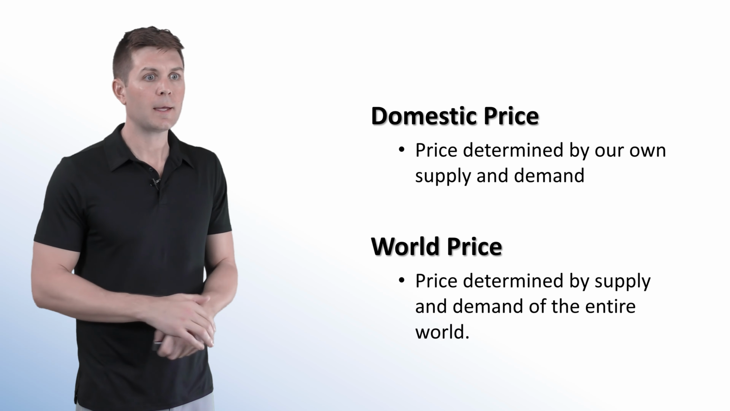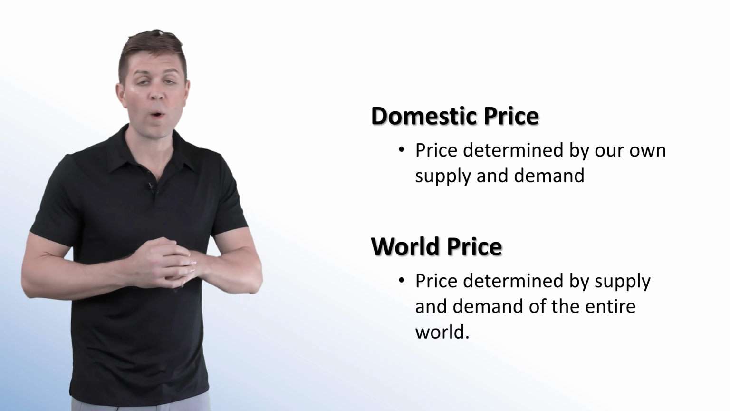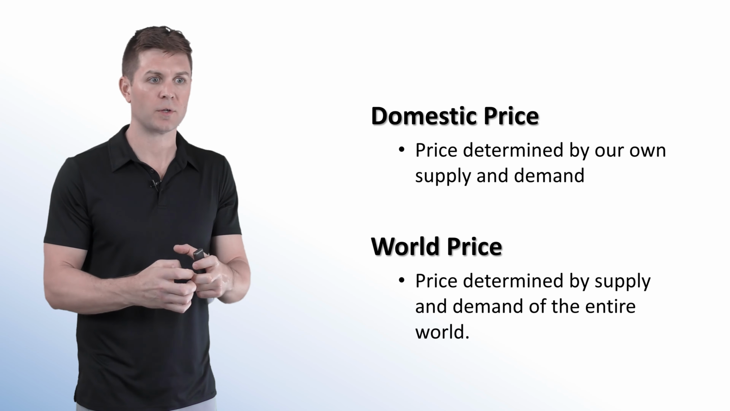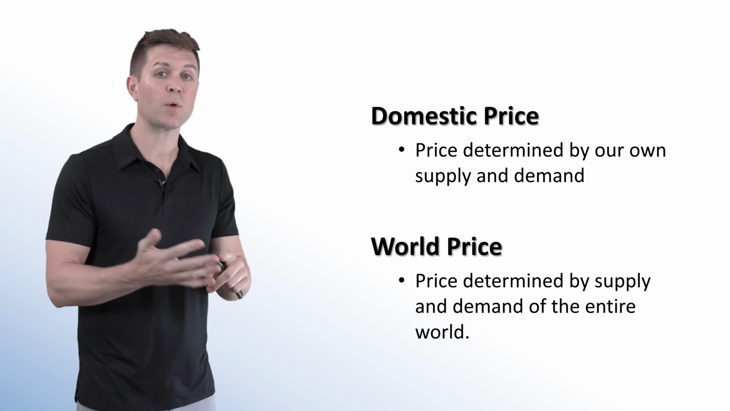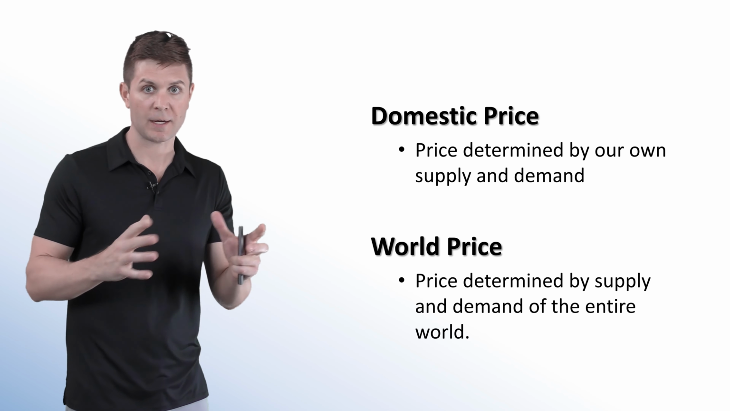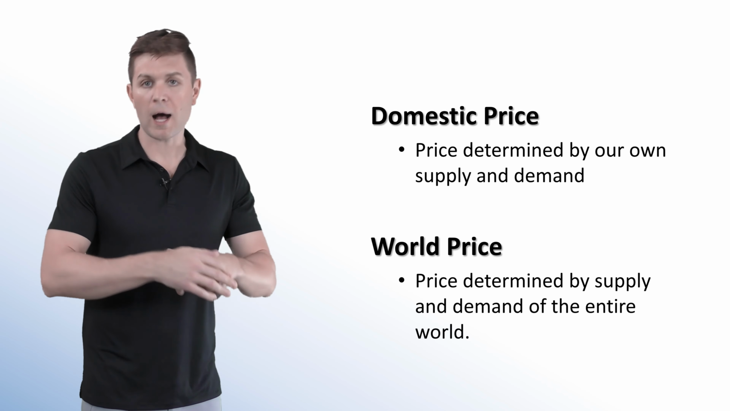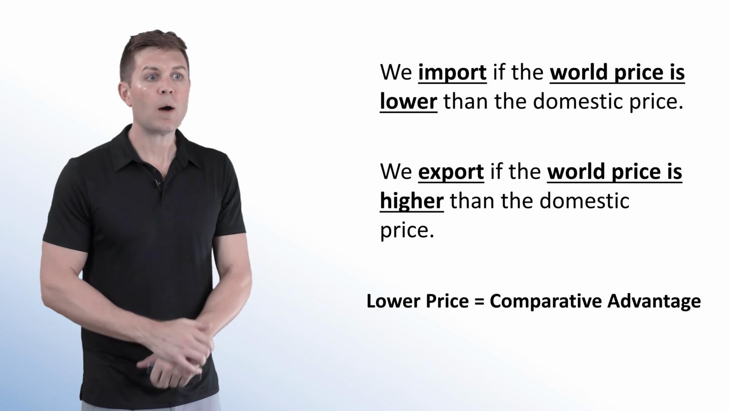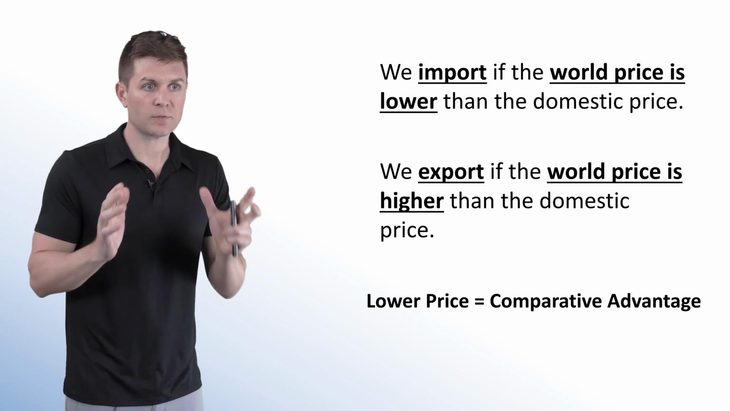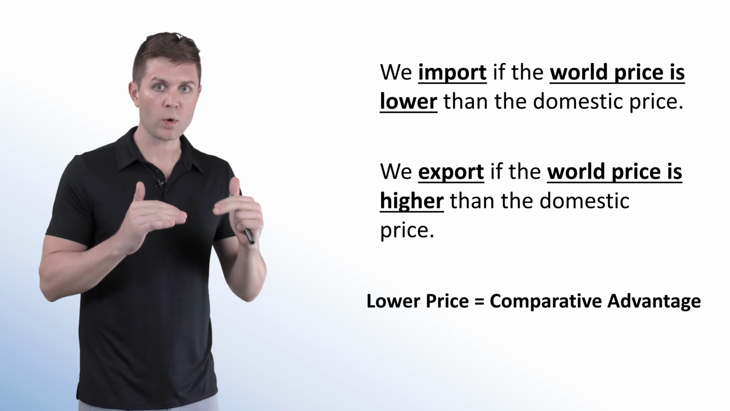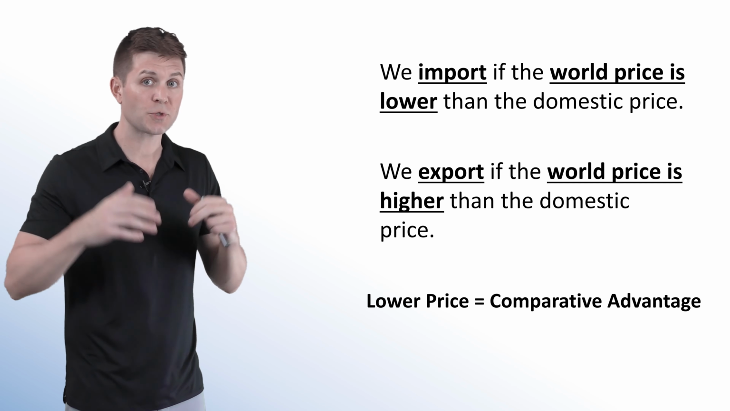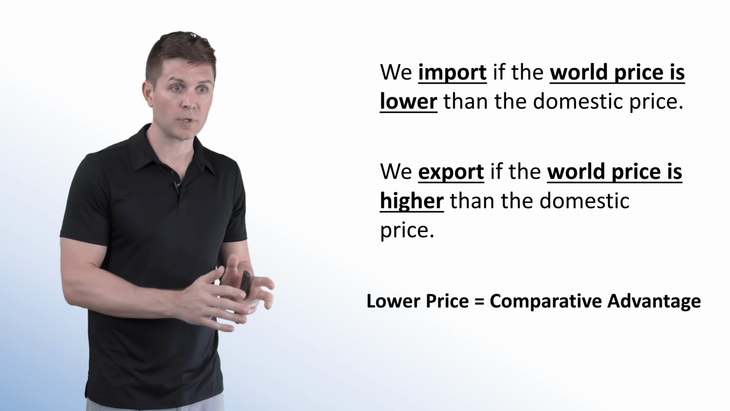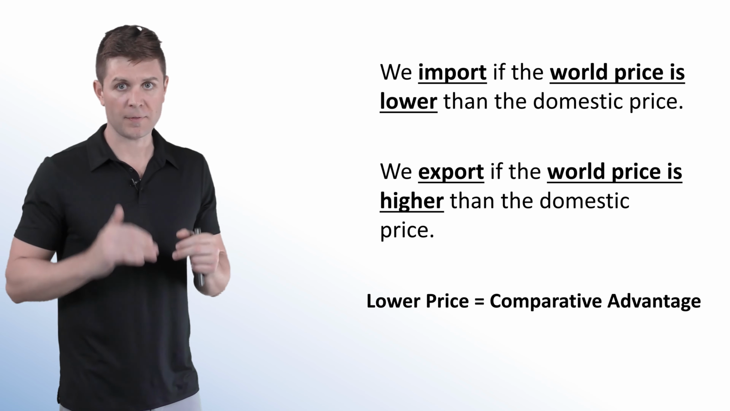Now, domestic price exists when we are self-sufficient, when the supply and demand curves are only domestic supply and demand curves. The world price is established by the world supply and the world demand, depending on how things are set up. So other entities can influence the price within a given country. Now, we import goods and services if the world price is lower than the domestic price. If I can get a product from another country cheaper than we can produce it here, we're going to do that. We export services and goods if the world price is higher than the domestic price.